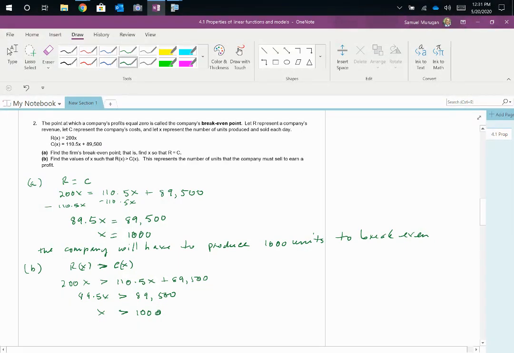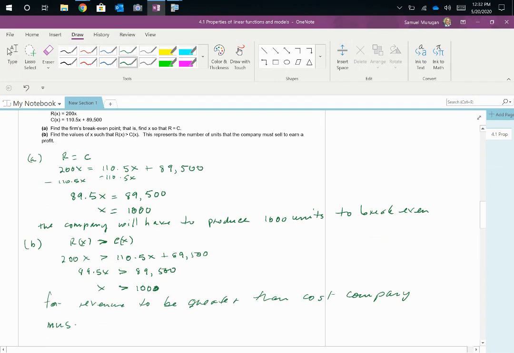Okay, so for revenue to be greater than cost, the company must produce more than 1,000 units. Okay, more than 1,000 units.